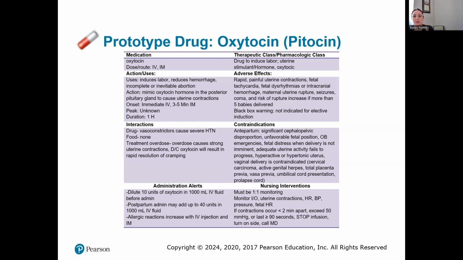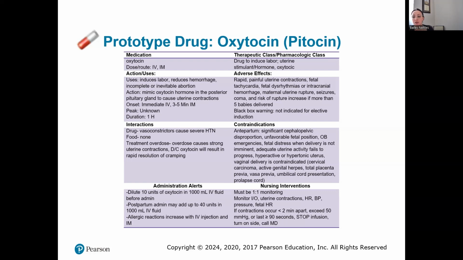If your patient's getting oxytocin, it's 1-to-1 monitoring. You don't have any other patients, you're my only patient, okay? So you monitor their I&O, you monitor their uterine contractions. Are they too strong? Are they too fast? You monitor the heart rate and blood pressure of the patient and the fetus, okay? You can't monitor the fetus's blood pressure, but you can monitor their heart rate.